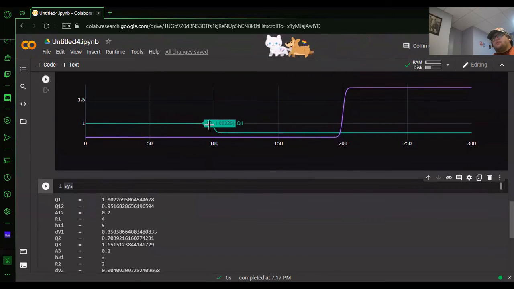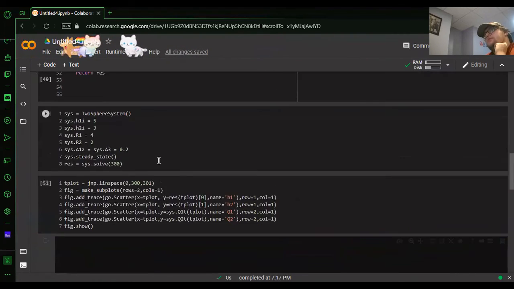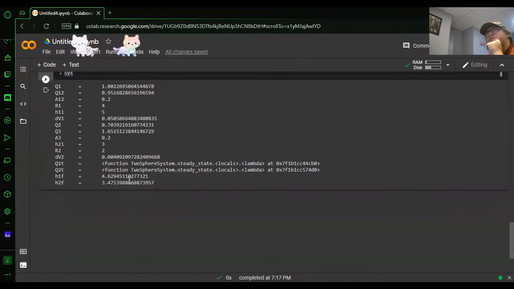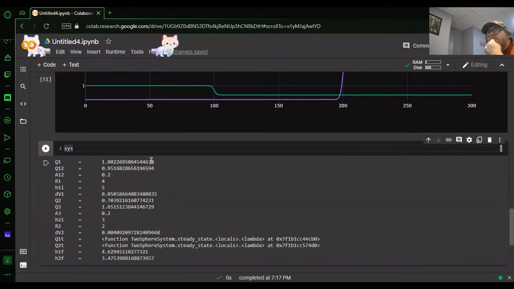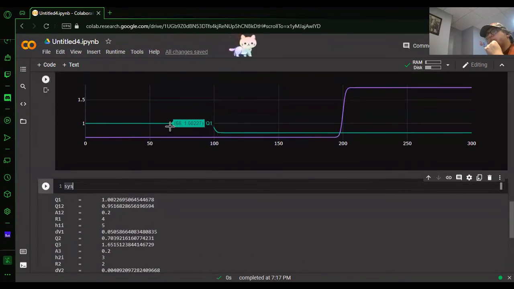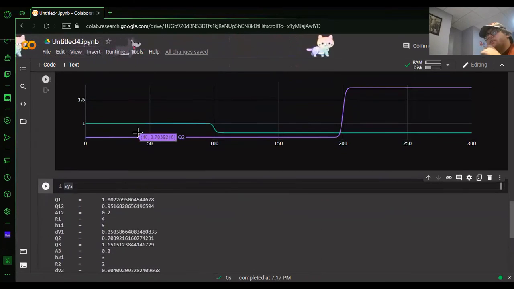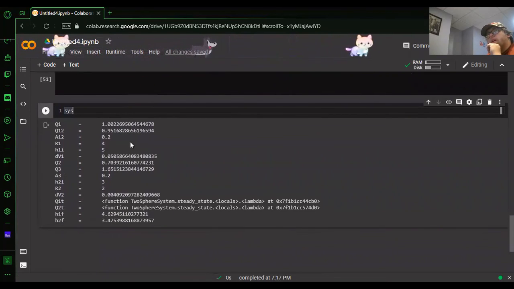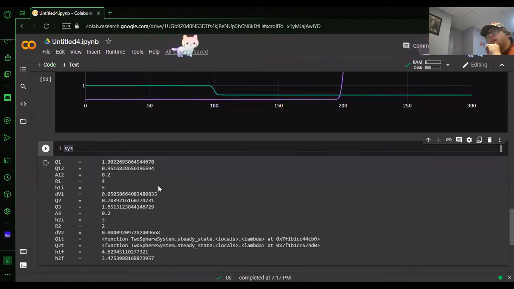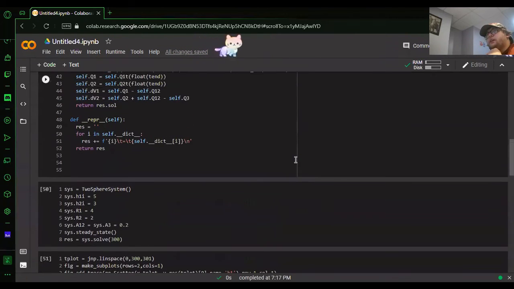Okay, so Q1 is correct on here, but it's not correct in the graph. And same thing with Q2 is correct on here, but not in the graph. But we have our dv1 and our dv2 now. We still need to get rid of these two. So let me go back and look and see what's causing that to happen.